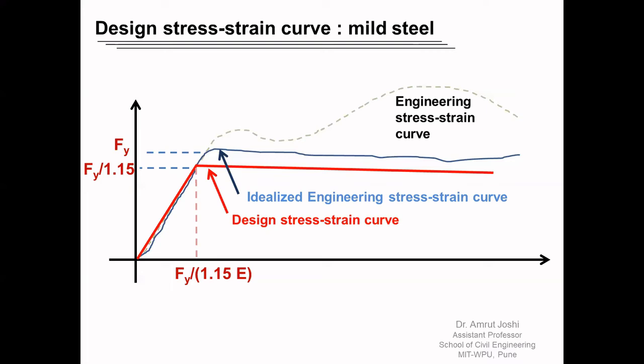So the design yield strain for mild steel is going to be Fy upon 1.15 times E, where E is 200 GPa and Fy can be 250 MPa. You need to carefully observe that the ultimate strain is also divided by the partial safety factor for material, and therefore the ultimate strain for these two curves is greater than the ultimate strain for the design stress strain curve.